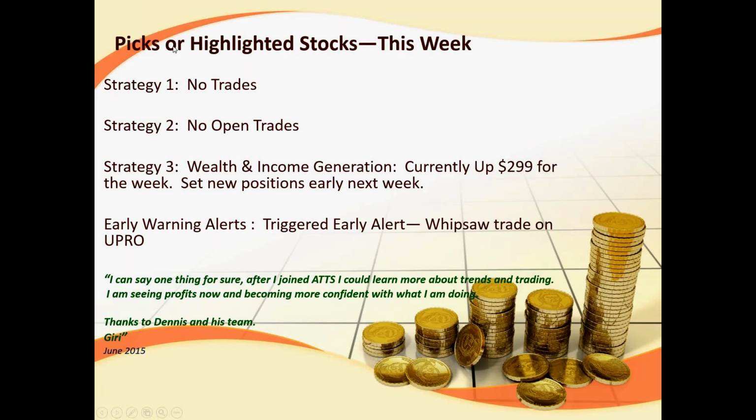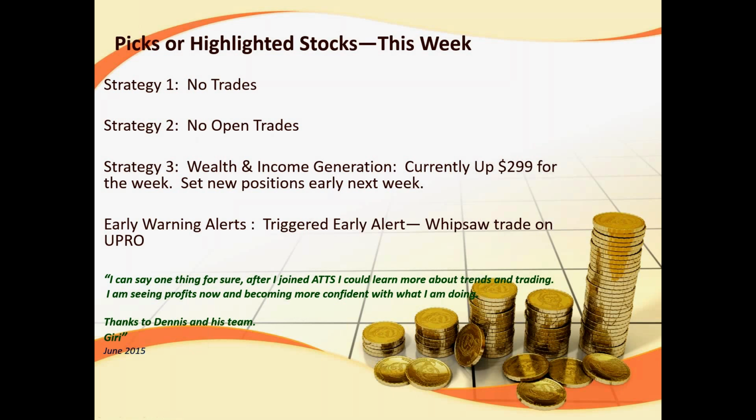So picks for the week, we did no strategy 1 trades. We did close out a strategy 2 earlier in the week on Cyber, but it was a trade that was started the week before. It was a pre-earnings run. Wealth and income generation on IWM, we gained $299 for the week, and we're looking for a setup for a position for next week. And then the early warning alerts, we had a trigger on the early warning alerts, but we were whipsawed out on a trade that we did on UPRO.